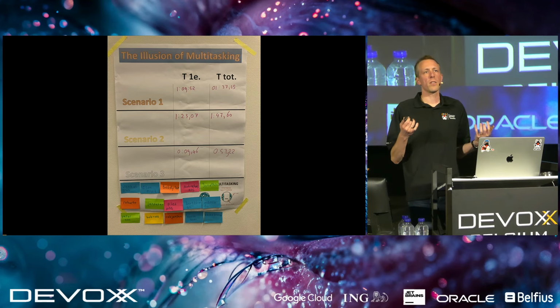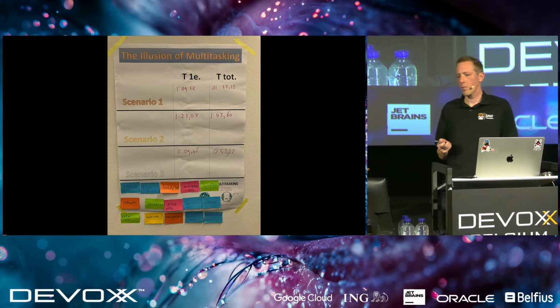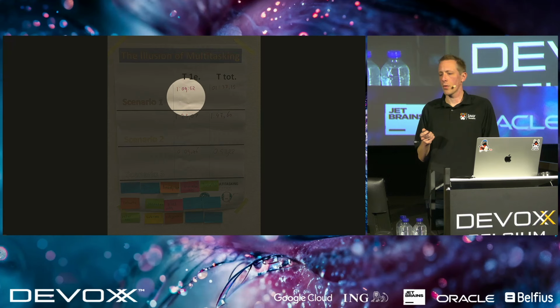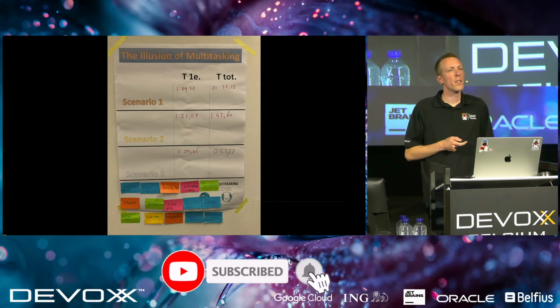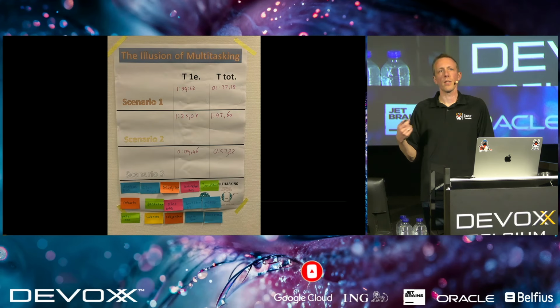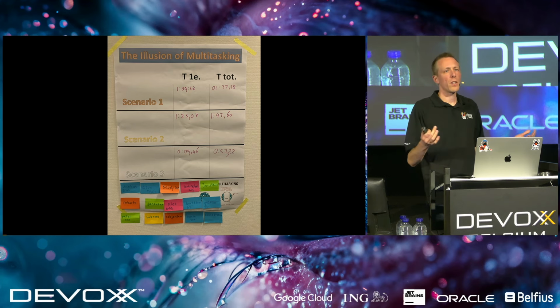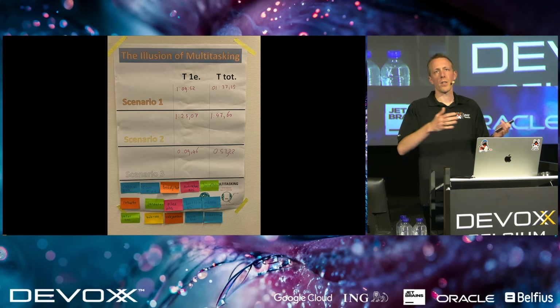And then we kept track of two outcomes of this session. The first one was the time it took until the first result was available. So in this case, 1 minute, 9 seconds. And the second one was the time it took until all results were available. So in this case, 1 minute, 37 seconds.